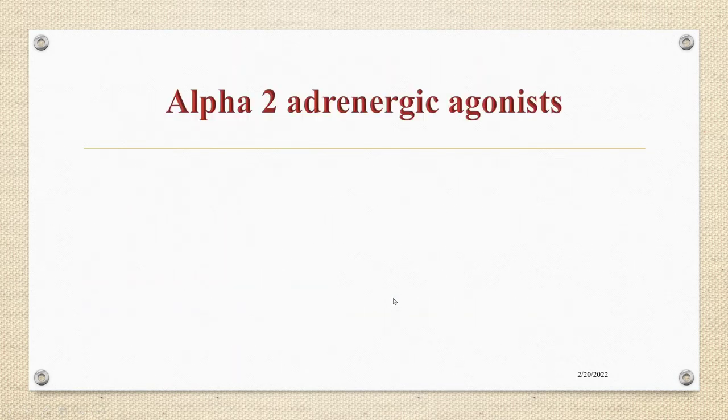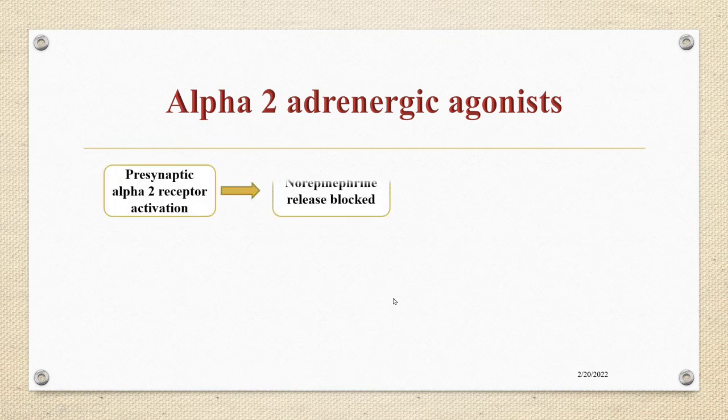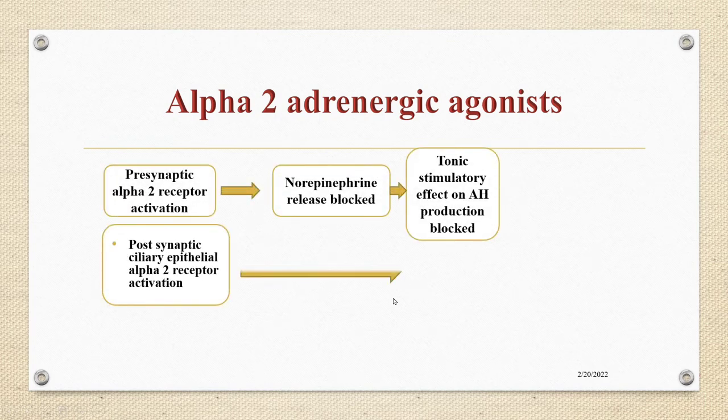So coming to the alpha 2 adrenergic agonist, if you see the mechanism of action, there are two types of alpha 2 receptors, one presynaptic and the other postsynaptic. The presynaptic alpha 2 receptors are always self-inhibitory, so there will not be production of any norepinephrine. If there is no norepinephrine, the tonic stimulatory effect of aqueous humor production by the norepinephrine will be blocked. There is also one pathway where these alpha 2 receptors are present on the postsynaptic ciliary epithelial cells.